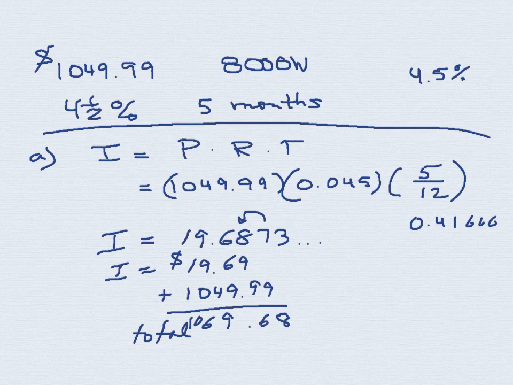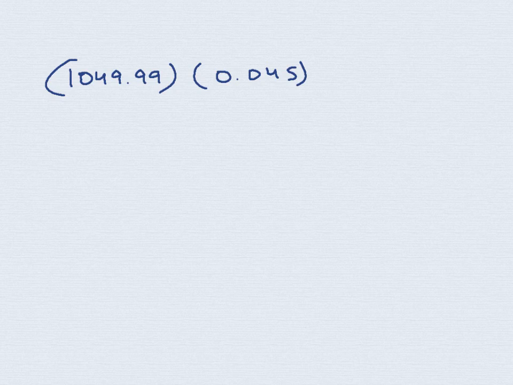Let's do a B part to that question. What if the money was borrowed for 14 weeks? So you have $1,049.99, the same rate of interest, 0.045 as a decimal, which is 4.5%. But now we're going to borrow that money for 14 weeks. A little bit different amount of time.